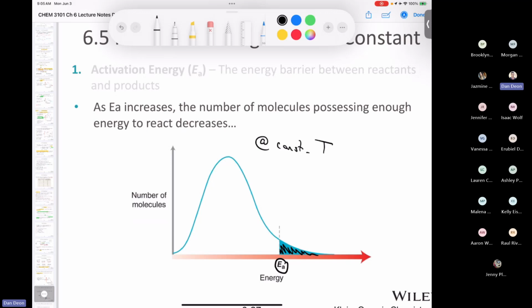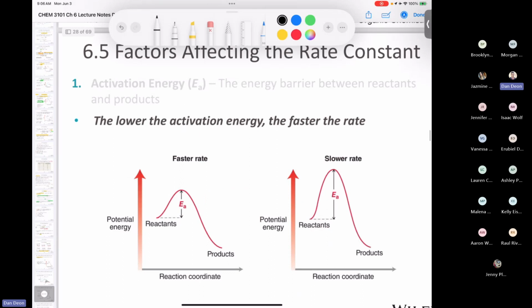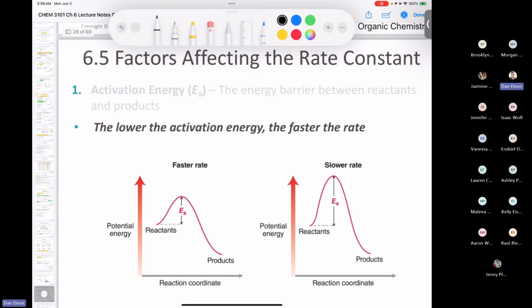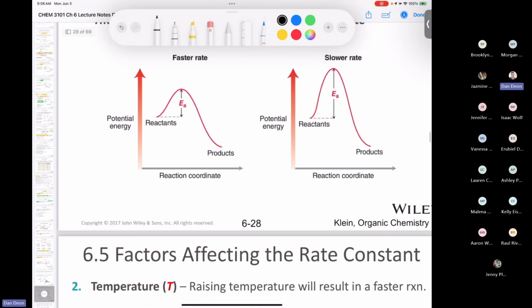So what would happen if we increase the temperature? If you increase the temperature, the distribution is going to go like this. So then you're going to have more atoms or molecules that have enough energy to get over that minimum energy barrier, that activation energy. So the bottom line is, the lower the activation energy is, the faster the reaction rate is going to be. The higher the activation energy, the slower the reaction rate. Nothing more than that. All right.